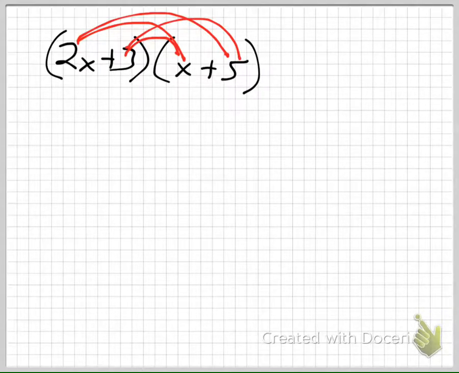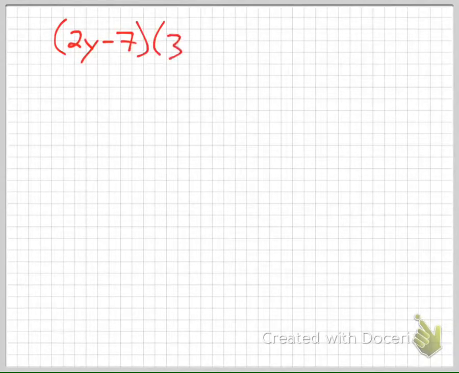That's what we would do. But the FOIL method, whatever. I would think of it as the FOIL method. First, outside, inside, last. You guys try a couple of these. Try 2y minus 7 times 3y plus 5.